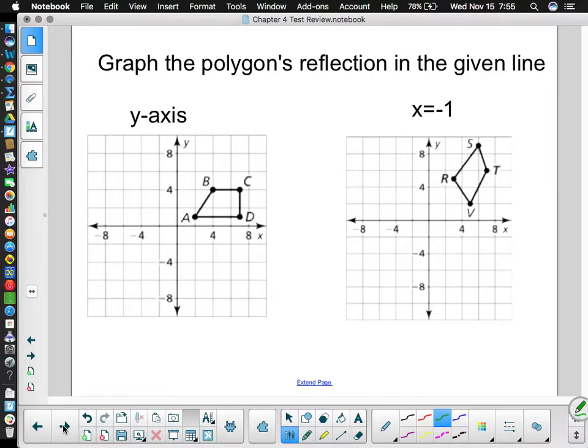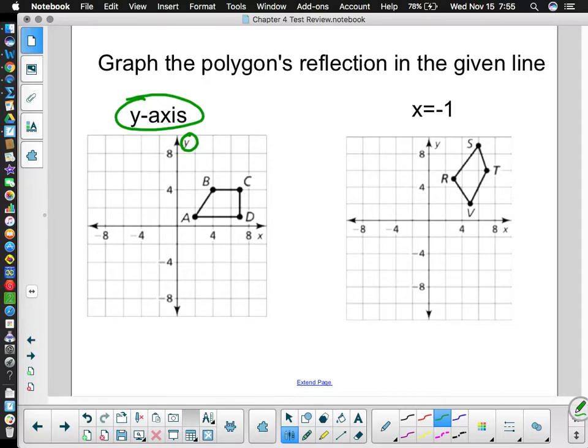Reflections, reflecting in the y-axis. Again, this is one of the big things that is pretty easy. You just have to be careful and make sure you're doing where it says. When we did this on the quiz, when we reflected, y-axis, notice it's labeled y. A lot of people reflected it in the x-axis instead of the y-axis. That was the most common mistake.